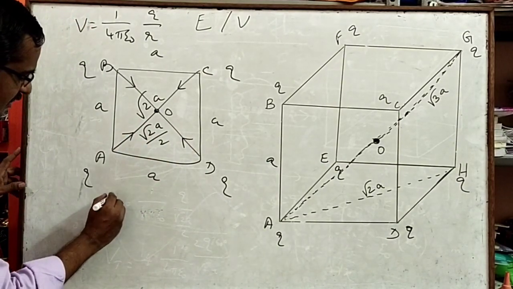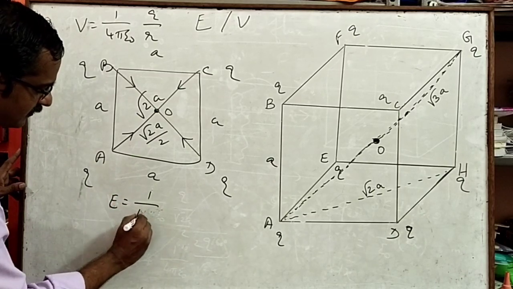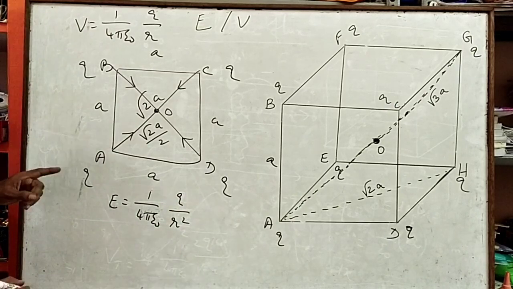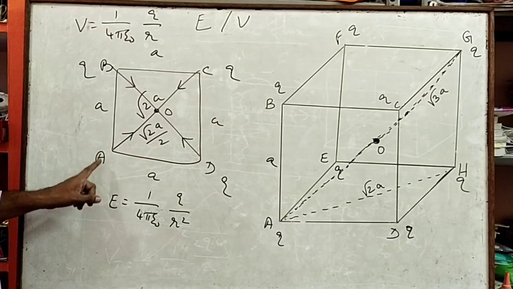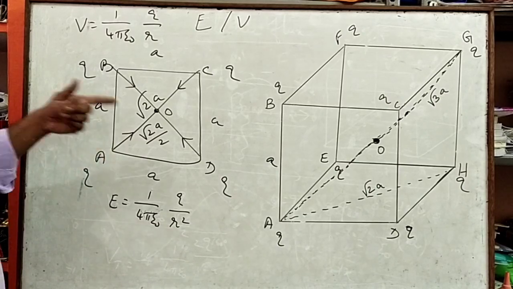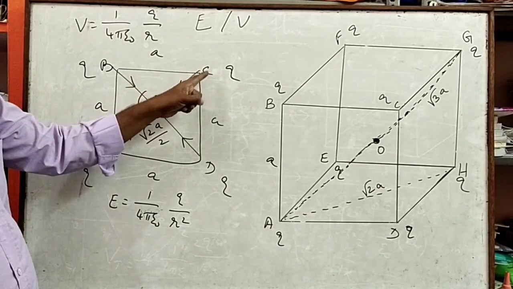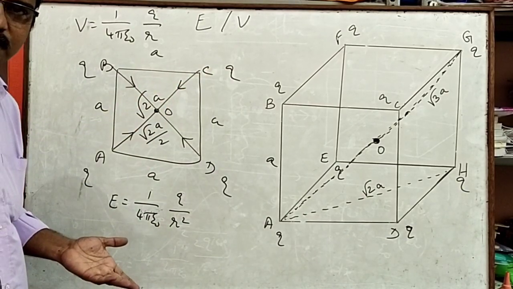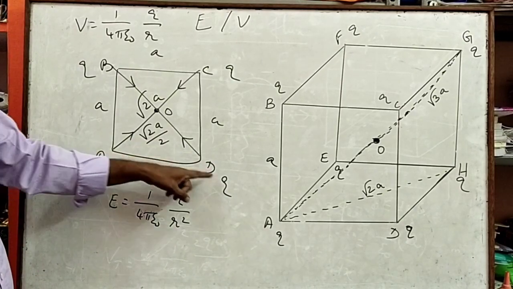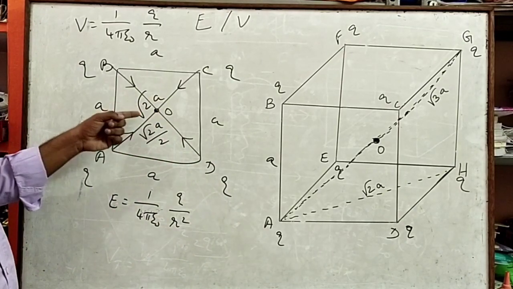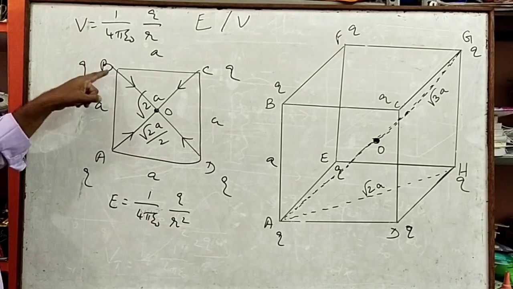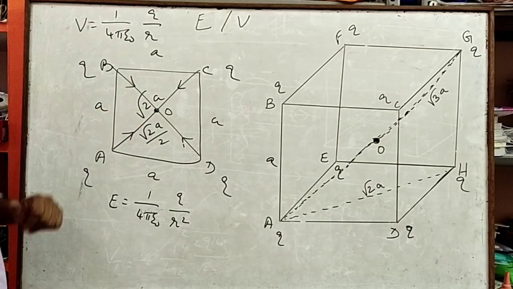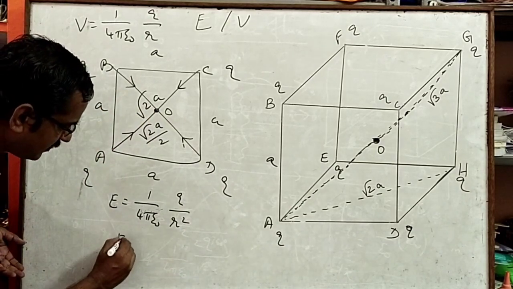The actual formula for electric field is 1 divided by 4 pi epsilon naught Q divided by R square. But what happens? The electric field due to plus Q at A is equal in magnitude to the electric field due to plus Q at C, but it is acting in the opposite direction. Therefore, they will cancel out. Similarly, the electric field due to Q at D is equal in magnitude to that due to plus Q at B, but they act in opposite directions, so they also cancel. Then the resultant electric field will be 0.